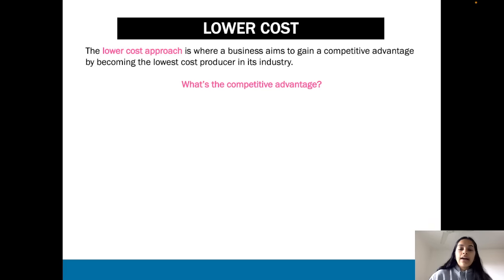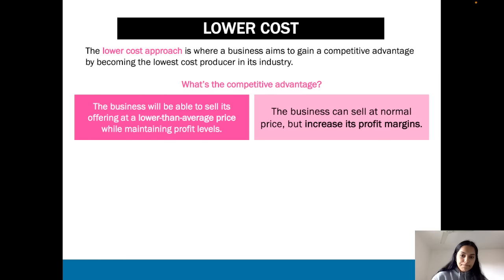Cool. Then we have our Porter's generic strategies. The lower cost approach is where a business aims to gain a competitive advantage by becoming that lower cost producer in the industry. And so the actual competitive advantage that they're getting is that on one hand, the business is selling at a lower than average price while maintaining its profit level. So they're selling at a lower than average price and getting profit from there. On the other hand, the business can sell at a normal price but increase its profit margins.